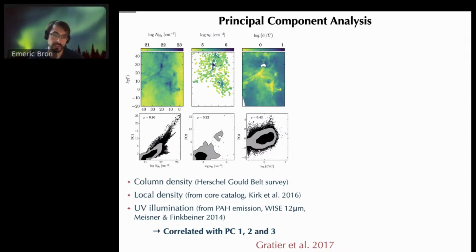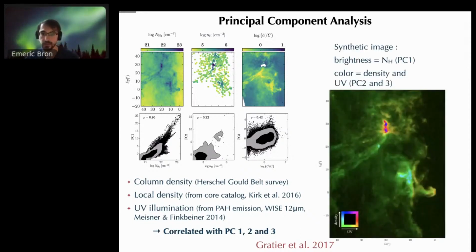Of course, the correlation is much better for the first one than for the second and third one. And this is to be expected, as principal component analysis is only a linear method, and we expect that the physics here is more complicated than this. But this gives already a first qualitative idea and allows us to create some indicators of those physical conditions.